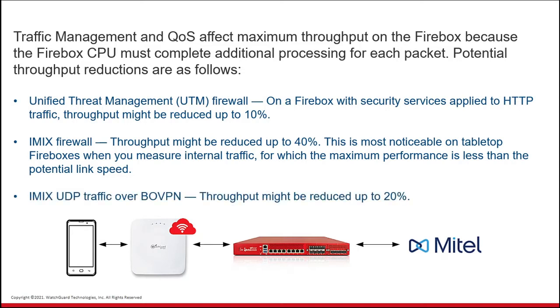Also, when we are talking about IMIX UDP traffic over branch office VPN, right? This is for the specific scenario in here. The throughput may be reduced up to 20%. So you have to keep that in mind.